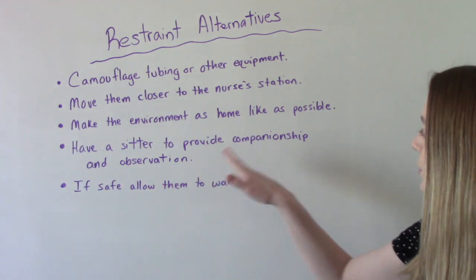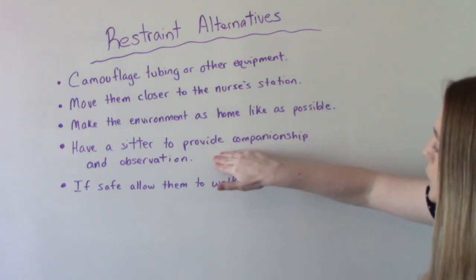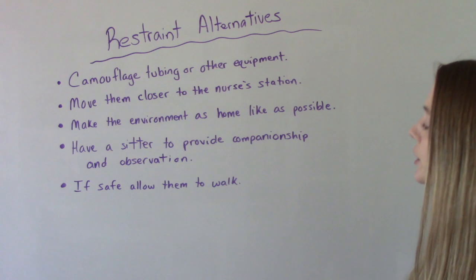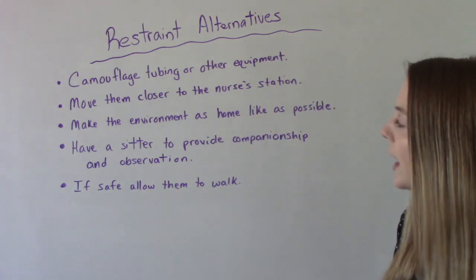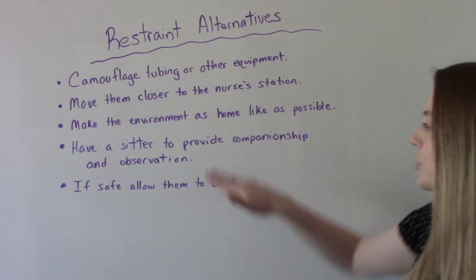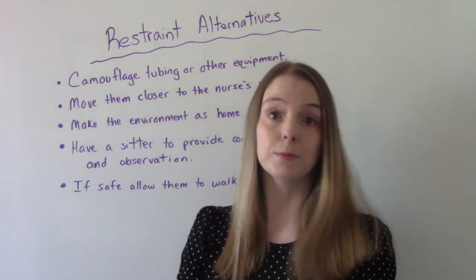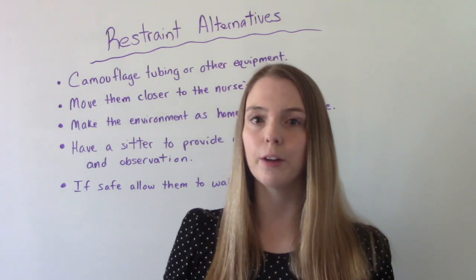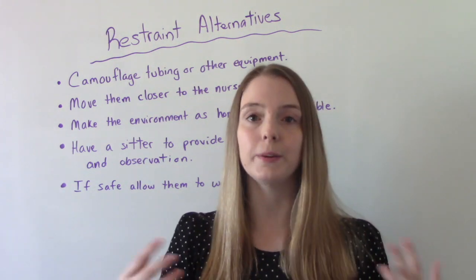Have a sitter to provide both companionship and observation. So this is what we do quite often, at least in the hospital setting. So if you have a patient, you're concerned, you think maybe restraints might be a possibility here, a lot of times before we jump into that, we will provide a sitter. So this is a person, usually like a PCT or a CNA, sometimes even a nurse, who is going to sit in the room with the patient, stay with them, chat with them, and hang out with them and watch them and make sure that they're being safe.